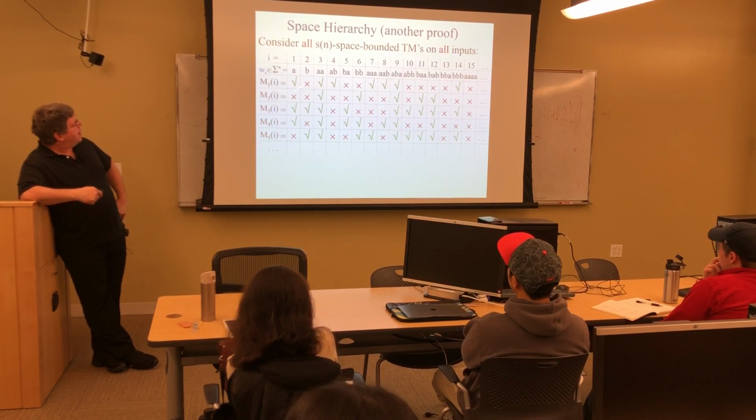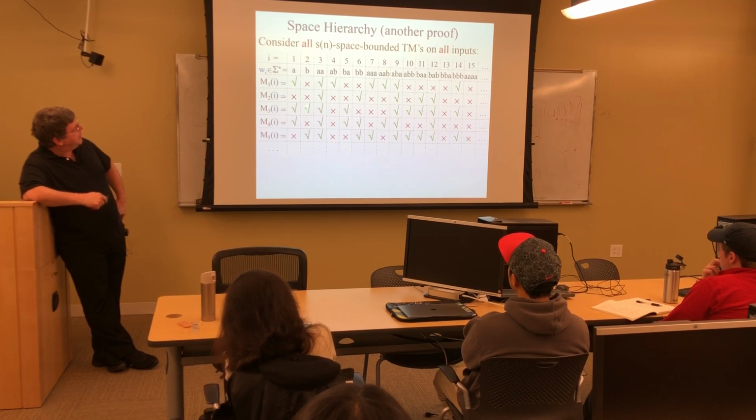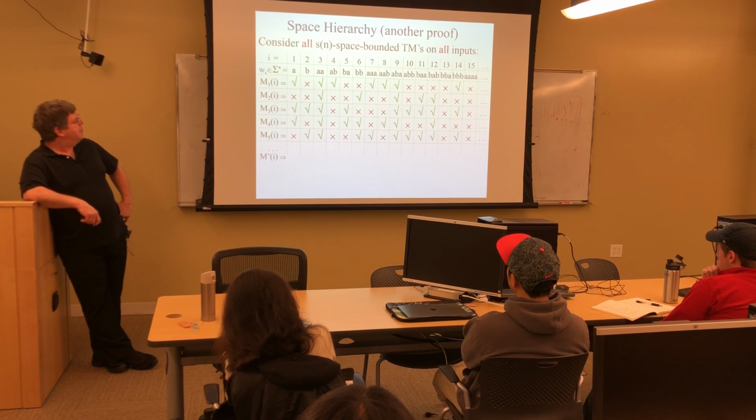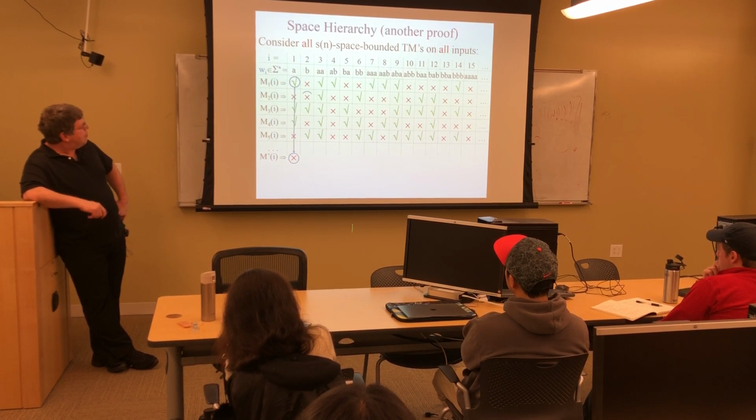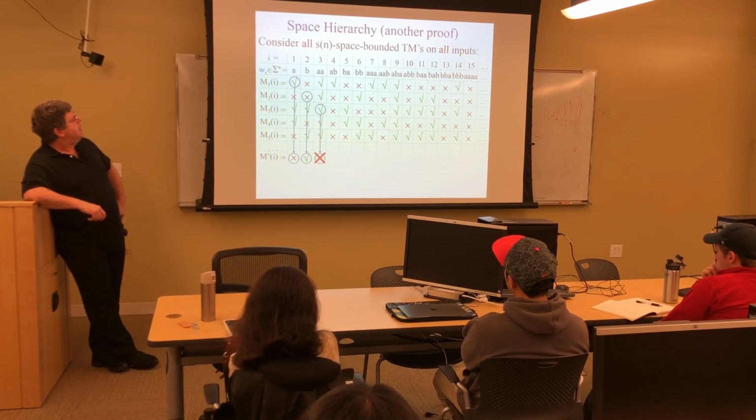Here are all the machines that are space bounded, S of n space bound. Here are all the strings in sigma star, and these are all the space bounded machines. Here's what they do: accept, reject, on the various strings. They always halt because they all have decidable languages that they accept. And then you can go down the diagonal and construct a language that's not equal to any one of these, but it is a decidable language, because given the input i, you can run the appropriate machine and see what it will do on the ith input when you run the ith machine. And so by simulation you can do this.